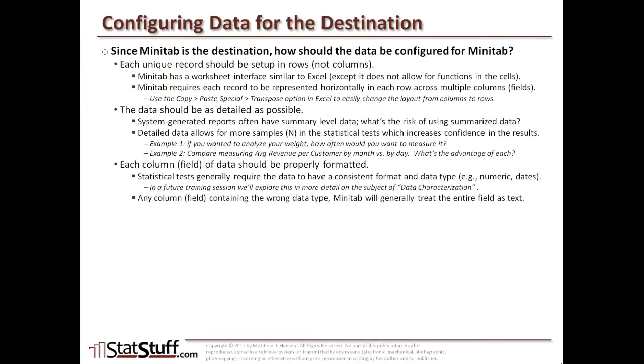So for any column or field that has the wrong data type, Minitab will generally treat that entire field as text. In other words, if you have some sort of numerical value that you're tracking within a certain column across all of your records, all you need is just one of those cells to be something that's not numeric, and it can throw off the entire representation. Minitab will treat that entire column or field as text instead. So it's really important that you're consistent across the entire field or column.